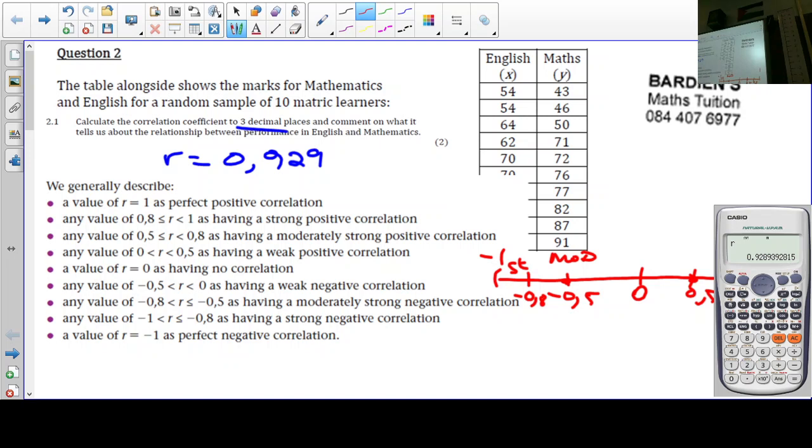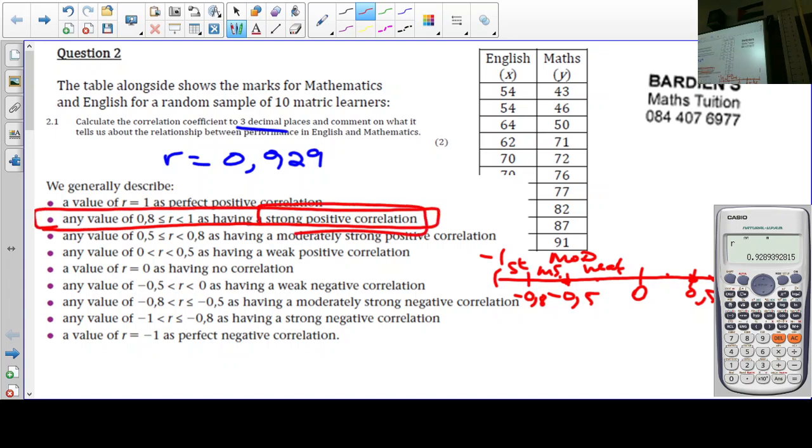Okay, anything between 0,8 and 0,5, this is moderately strong, so it's moderately strong there, and then this of course is going to be weak here. So negative weak, positive weak. This is moderately strong, this is the strong and positive. So if you look at 0,929, that puts you in this category here. So what we expected you to have said, it is strong positive correlation. Okay.